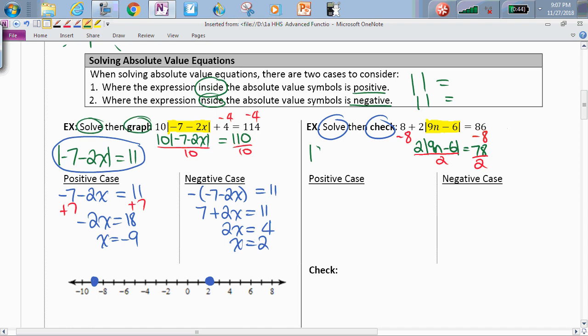And that gives us the absolute value of 9n minus 6 equals 39. And that is what we're actually now going to solve. So isolate the absolute value first and then set up the two cases. First case, we have 9n minus 6 equals 39. Let's go ahead and solve that.